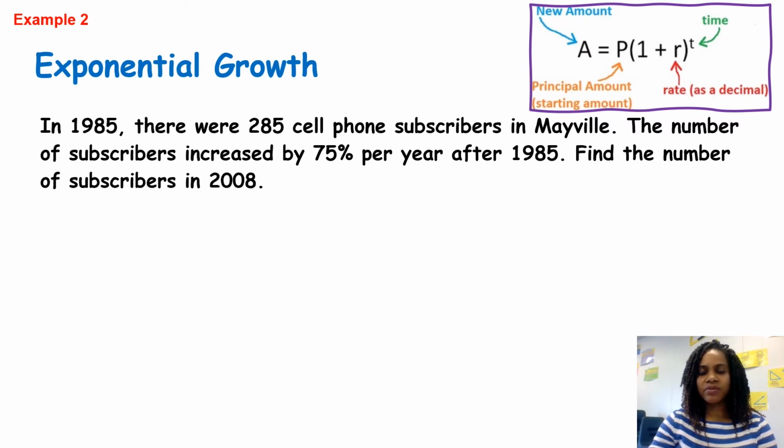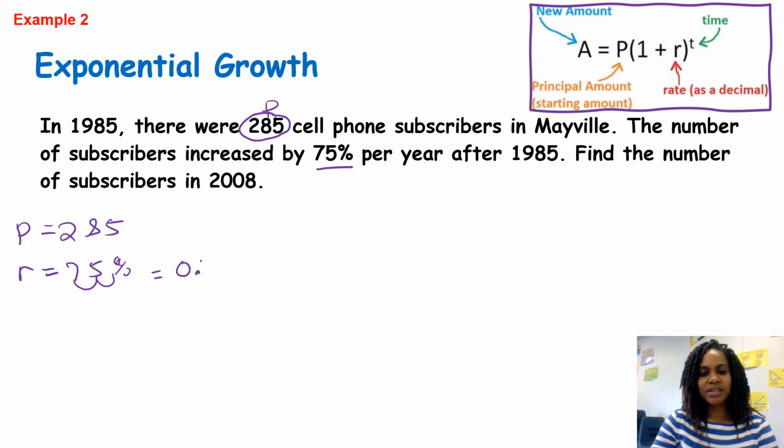So first, let's look for our principal amount. That would be the 285, so that would be our starting point. So we could say that P is 285. Next, our rate. Our rate is 75% each year. So moving that decimal over 1, 2, that would be 0.75 for our rate.